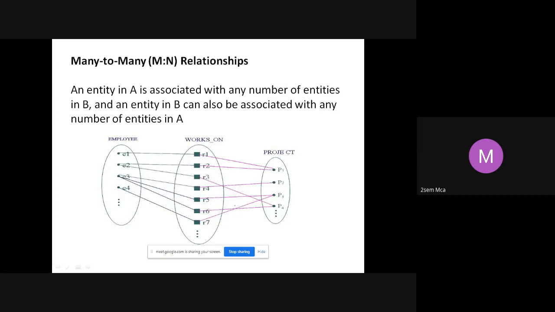Many to many. An entity in A is associated with any number of entities in B, and an entity in B can also be associated with any number of entities in A. Employee works on project: many employees can work on many projects. I can work on project P1, P2, P3, P4. So employee works on project is a very good example for many to many.